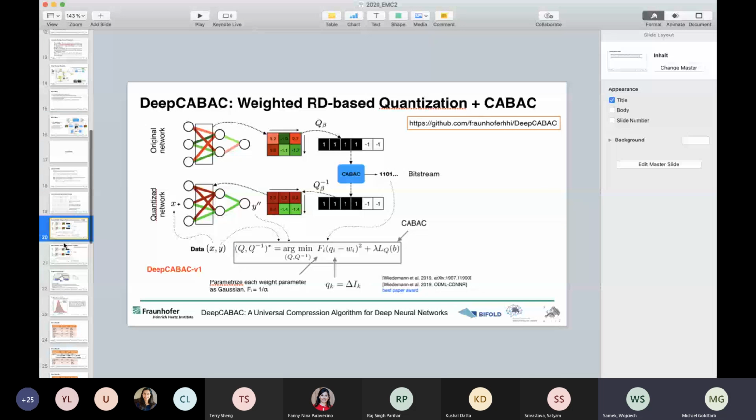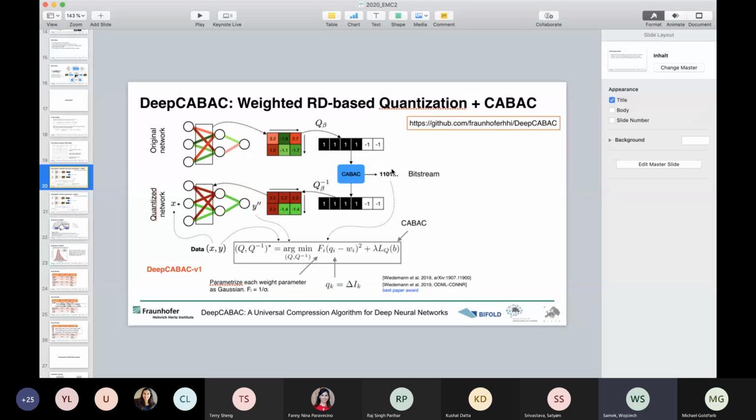But as I said, the code of our DeepCABAC implementation is available, and we will soon release our implementations of the standard. So there will soon be code available for all the different techniques which have been proposed in the standardization.